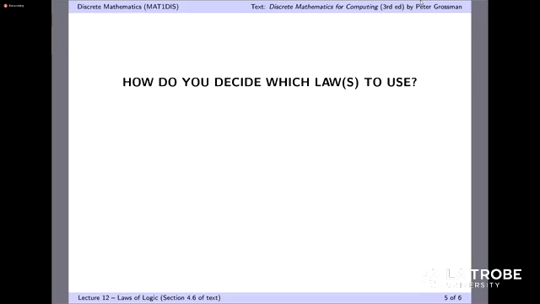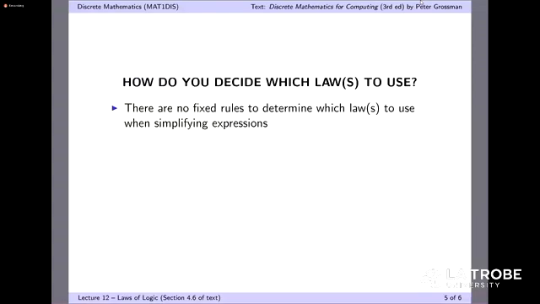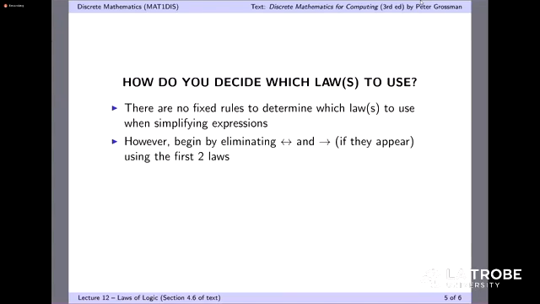It might involve lots of steps to reach a particular level where you can apply the absorption law or other kinds of laws. And that would just come with practice. So there are no fixed rules to determine which law to use when simplifying. We suggest you get rid of arrows. That means equivalent and implies statements.